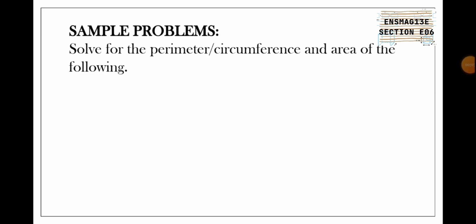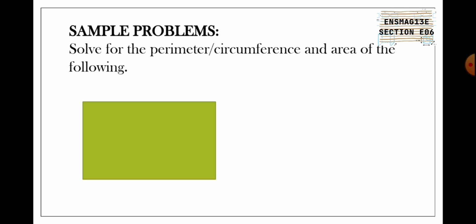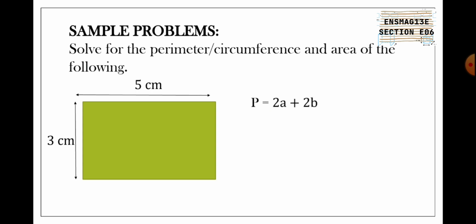Now, let's move on to our sample problems. Solve for the perimeter or the circumference and the area of the following shapes. Our first shape is a rectangle with sides 5 cm and 3 cm. cm stands for centimeters. To solve for its perimeter, we will use the formula P is equal to 2a plus 2b. Since our sides here are 3 and 5, the pairs of parallel sides must be added.